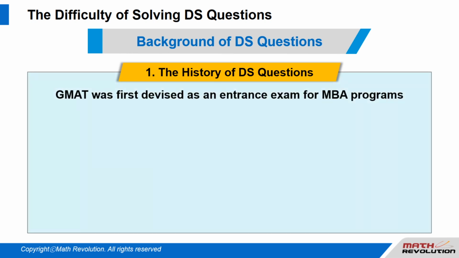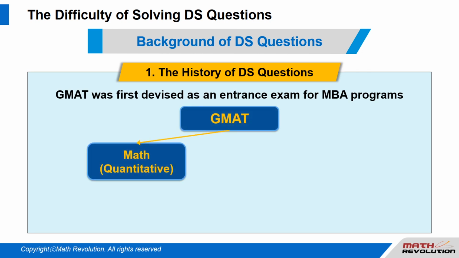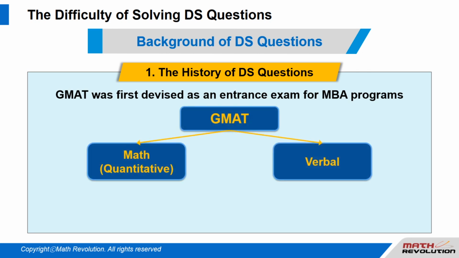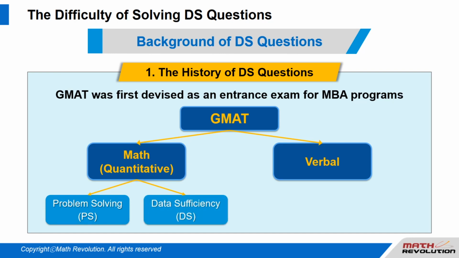The GMAT was first devised as an entrance exam for MBA programs. It is composed of two main sections, math (quantitative) and verbal. The math quantitative section is composed of two types of questions, problem solving (PS) and data sufficiency (DS). The GMAT math covers 11th grade math.